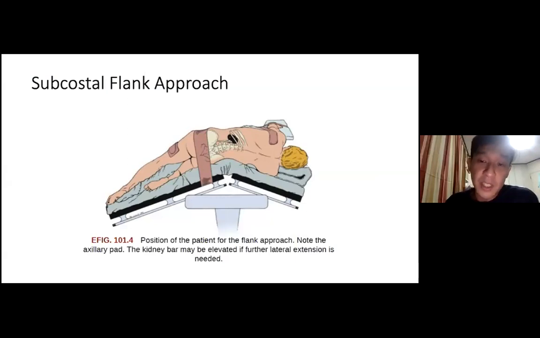To preserve stability and prevent forward roll, the dependent leg is flexed at the hip and knee, and a pillow is placed between the legs. Also, don't forget to put an axillary pad to avoid compression injury at the axillary area.